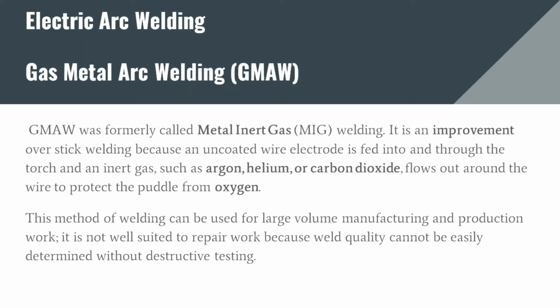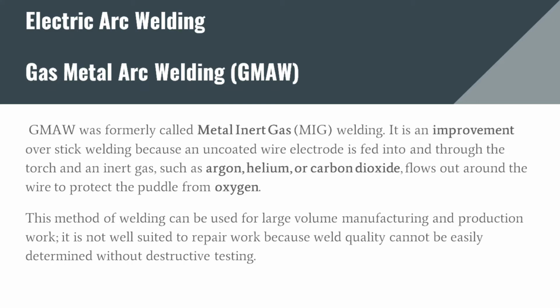Gas metal arc welding was formerly called metal inert gas welding. It is an improvement over stick welding because an uncoated wire electrode is fed into and through the torch, and an inert gas, such as argon, helium, or carbon dioxide, flows out around the wire to protect the puddle from oxygen. This method of welding can be used for large volume manufacturing and production work.